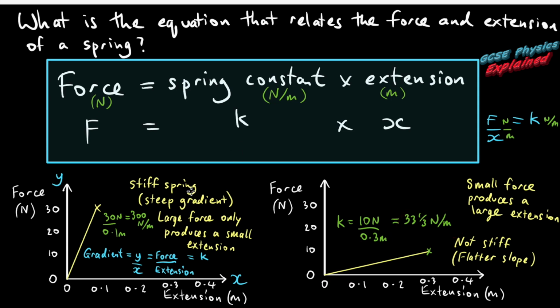Now make sure that you realise you can only use a force extension graph to calculate k while the graph is linear. If you put too much force onto a spring, it's going to start to stretch like that in a non-linear way. And that's because you've exceeded the elastic limit, which I've explained about in one of my previous videos.